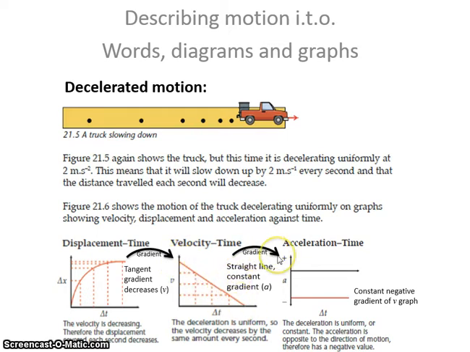Therefore, the gradient of the velocity time graph will again be a negative value in this case. To get the reverse, the area under the acceleration graph will give you the change in velocity, and the area under the velocity graph will give you the change in displacement.